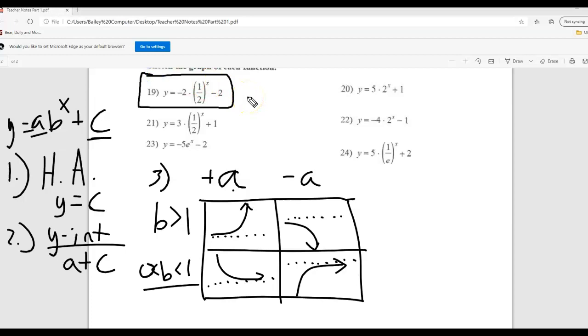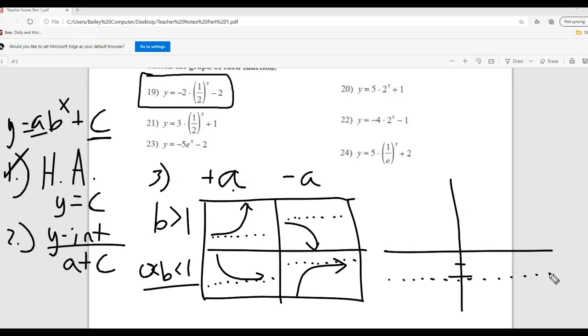So for number 19, the first thing we're going to do is plot our horizontal asymptote. And that's going to be at the line y equals c. And in this case, our C value is -2. So I'm going to go down 2, and I'm going to put a horizontal dotted line.